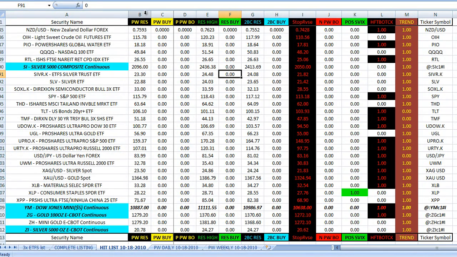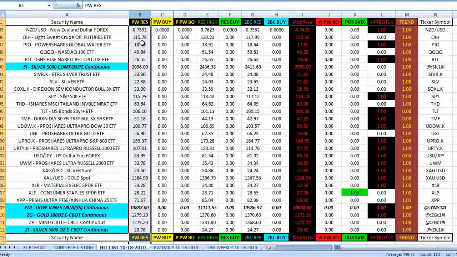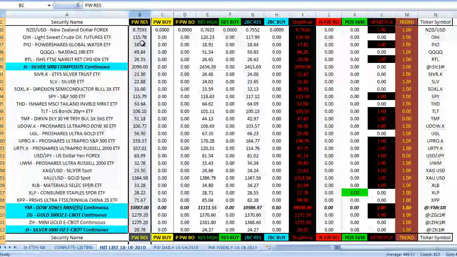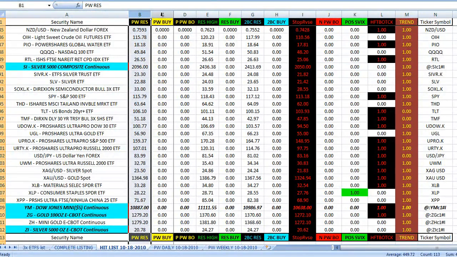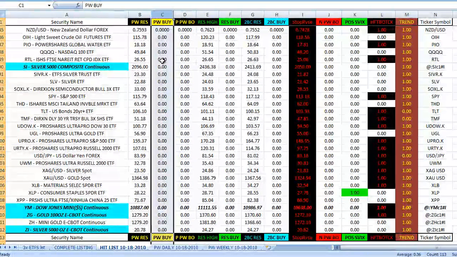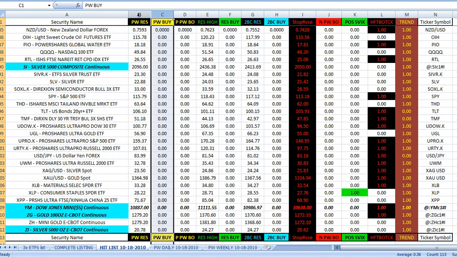The first column, PWRES, is your pulse wave resistance. That's the price at which you're going to buy. That's where you place your buy stop limits. Pulse wave buy is a signal. If it's a 1.00, then that's a positive signal to buy. So it's very simple.